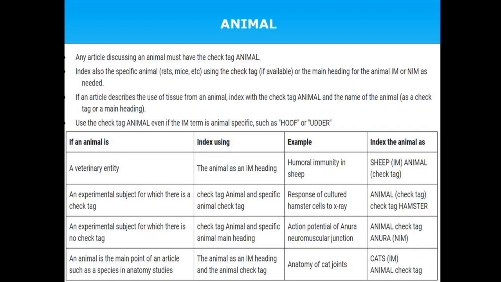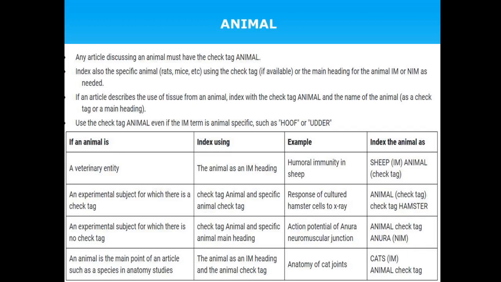So here there is no check tag, right? In the previous case there is hamster specific, here there is no check tag. So what you have to do is, Anura becomes a NIM, that is the minor heading, where animal is the main heading, right? Anura becomes a minor heading. And regarding Anura, they are testing frogs or toads or whatever other representative of Anura that we have to analyze, right? So here animal becomes a check tag and Anura becomes a NIM. So this is the difference between point 2 and point 3.